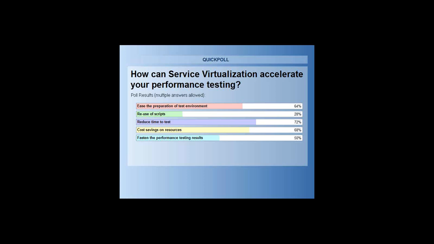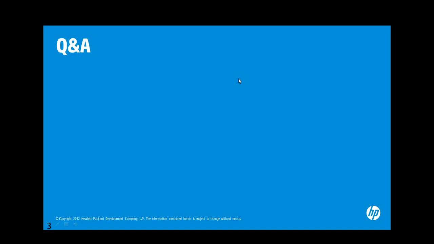Up on the screen here are the poll results from the question. As we can see, the big one is that we're going to get a reduced time to test. About 72% of you think that, with the closest seconds being cost savings on resources and the ease of preparation of the test environment. So that's very good. Now I'm going to get into the Q&A. We do have a lot of questions, so if we don't get to all of your questions today, do look for a follow-up to come out, as we stated early on in the presentation.